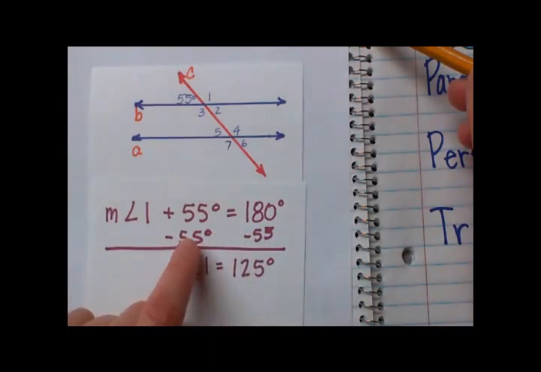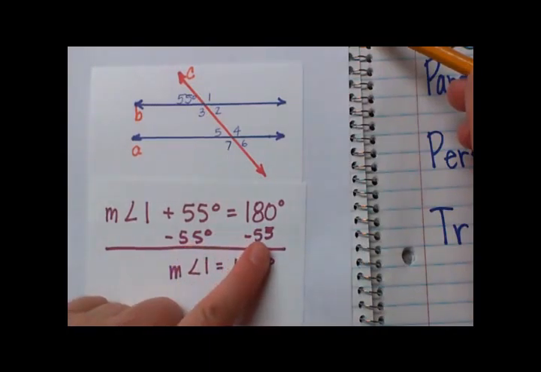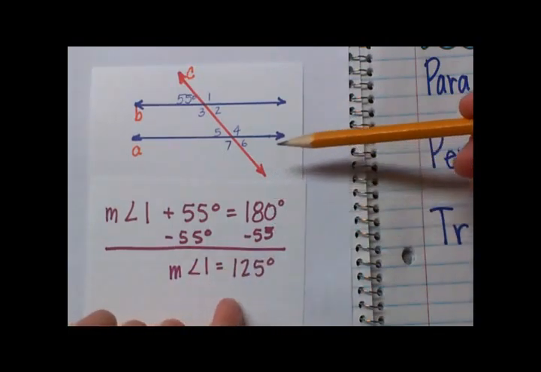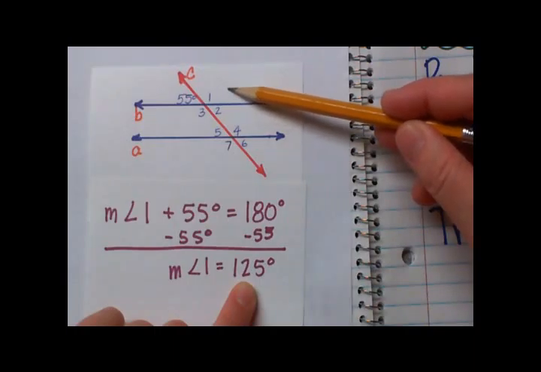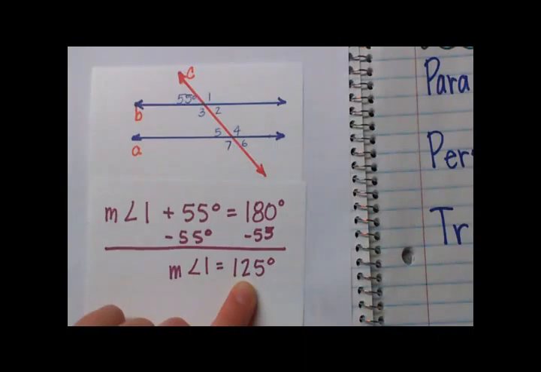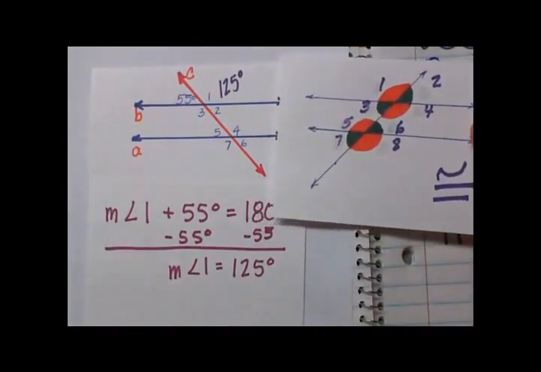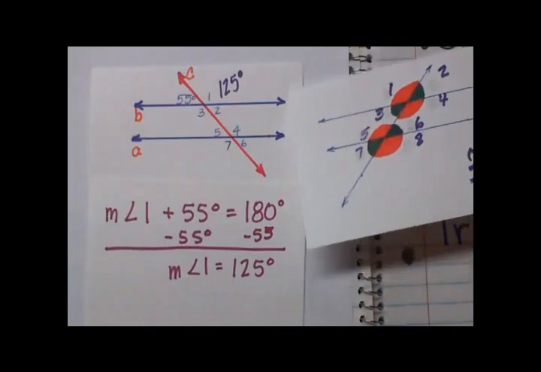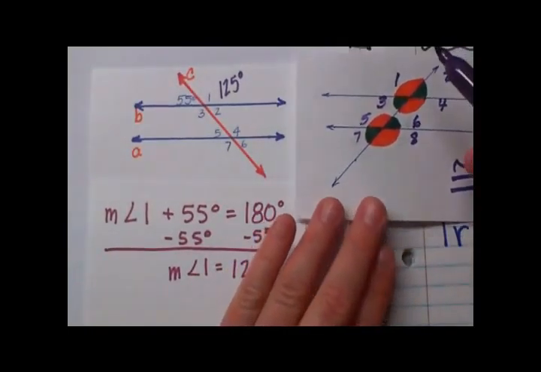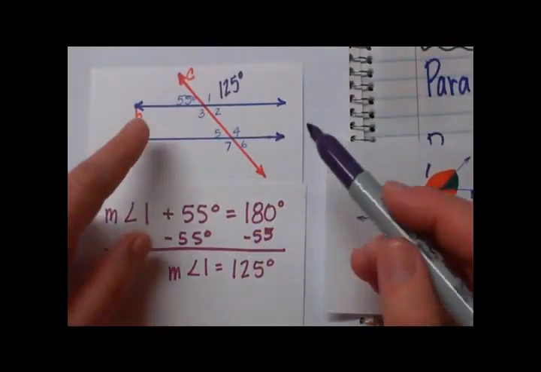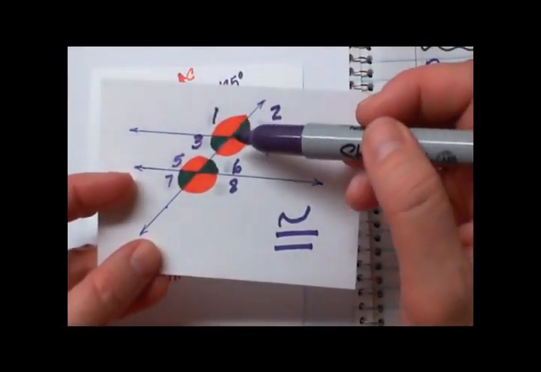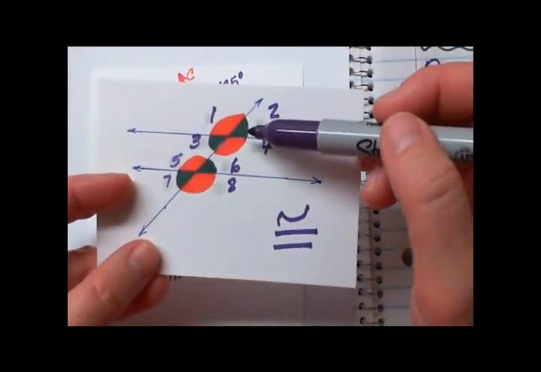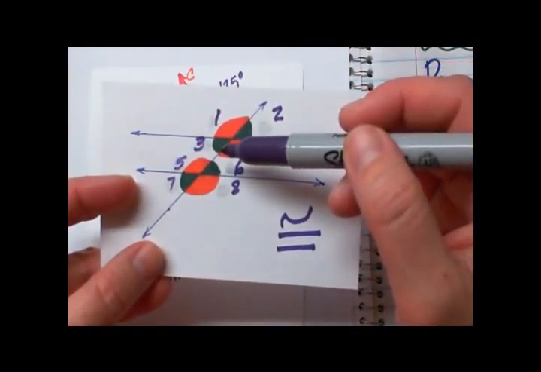Since we know 55, we can subtract it from 180 degrees and we get 125 degrees. So the measure of angle 1 would be 125 degrees. Now remember what we learned about these pairs of angles and the congruent angles? The angle opposite is always going to be the same size. So the size of angle 2 is the same size as angle 3, right?